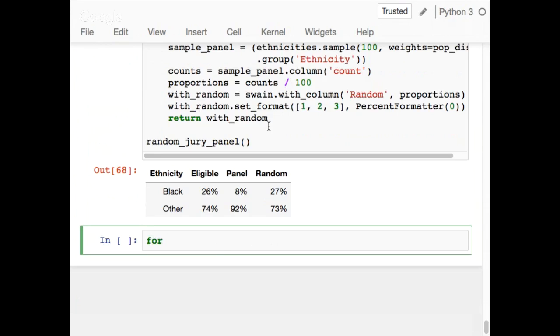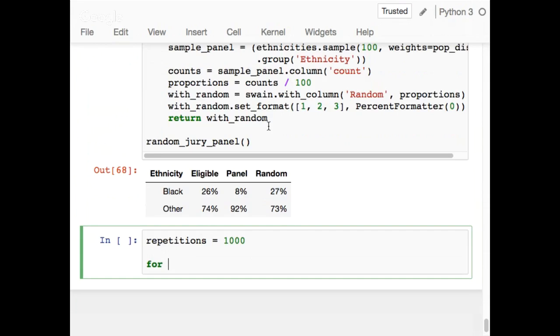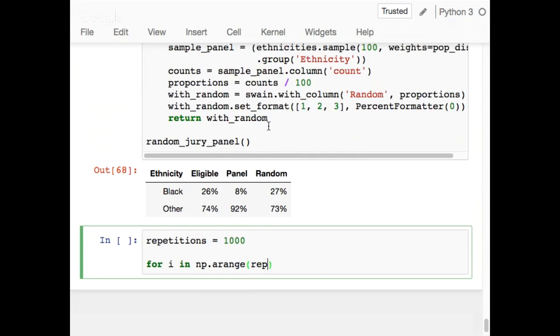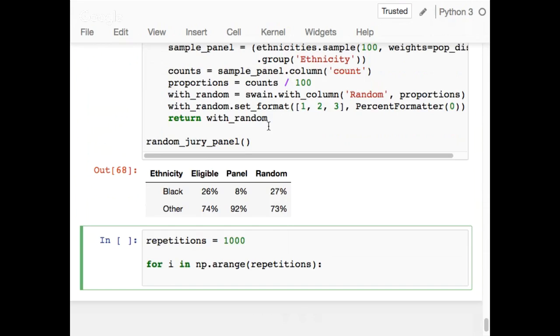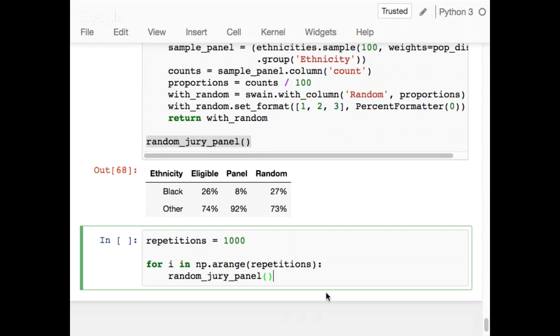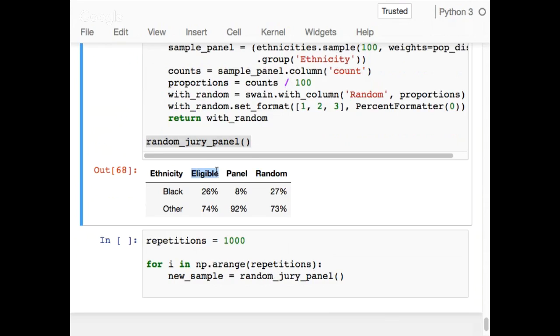So for loop, I'm going to call this repetitions. Let's say I want to do 1,000. For i in np.arange repetitions. And I basically just want to call that. I'll call this my new sample. I want to find the total variation distance between my random and my eligible. That gives me a measure of how different random panels will be for my population.